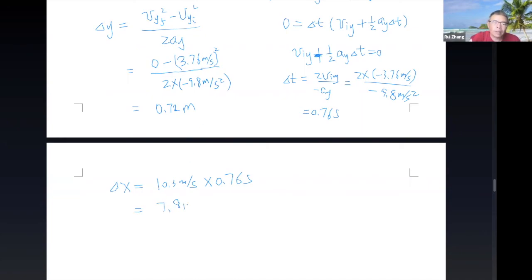So we got 7.8 meter. It's pretty far, but probably not breaking the world record or something. But 7.8 is pretty decent. I don't think I can jump that far. Okay, so any questions about this problem?